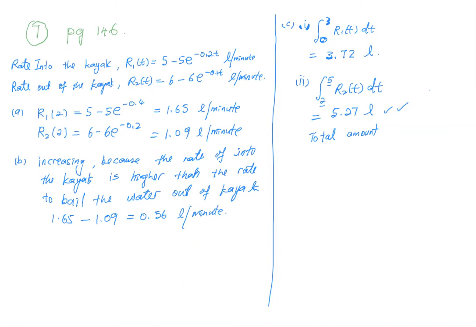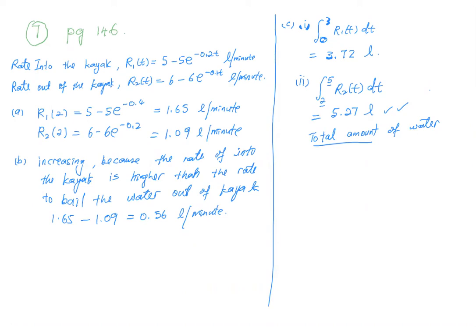So always remember, the area bounded by the rate of change of something will be the total amount of that something. That is how you start. Total amount of water removed by Evan out of the kayak from the time t equals 2 to t equals 5 seconds.